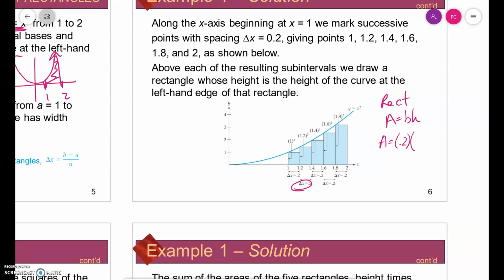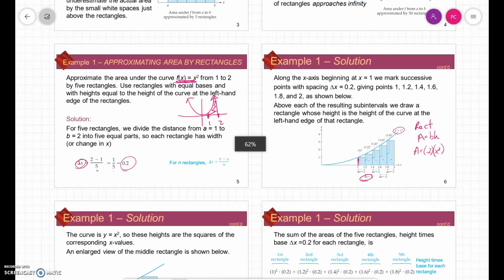The height is from the x-axis up to the curve. Well, that's going to be whatever our function is, so that's our x squared. So it'll be 1 or 1.2 or 1.4 or 1.6 or 1.8. And once you find the area of each of these individual rectangles, you can then add them together and you have an approximation.